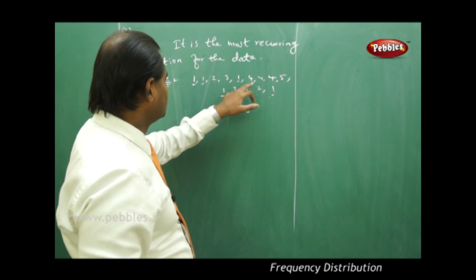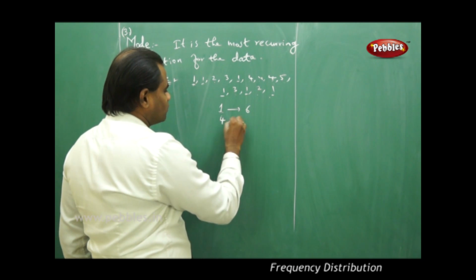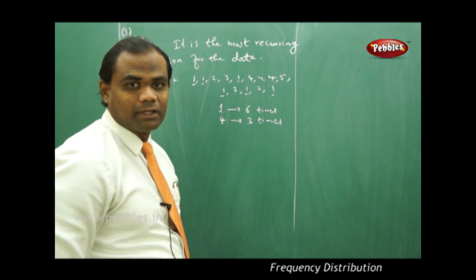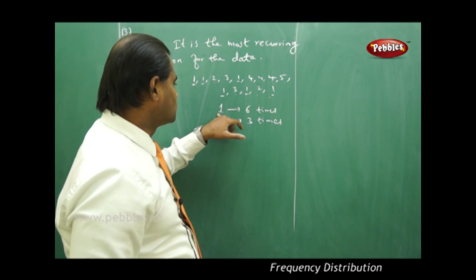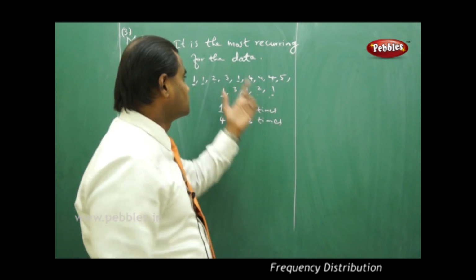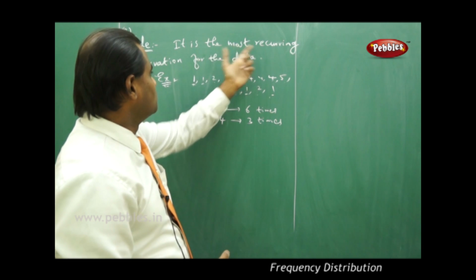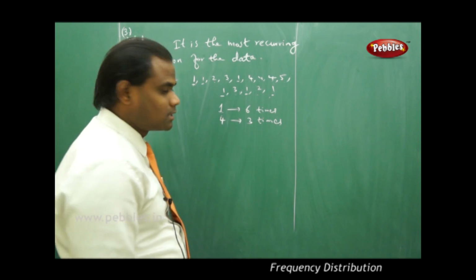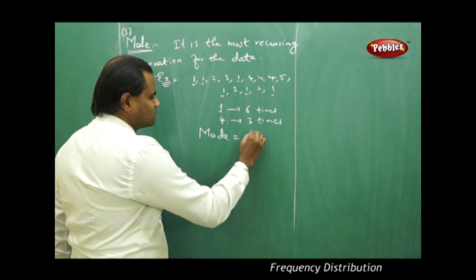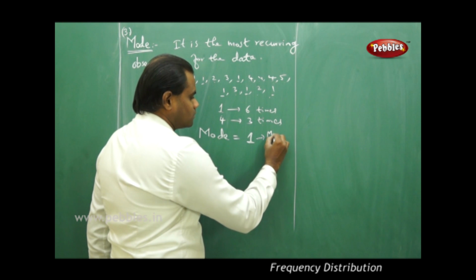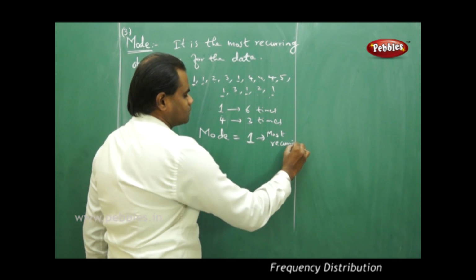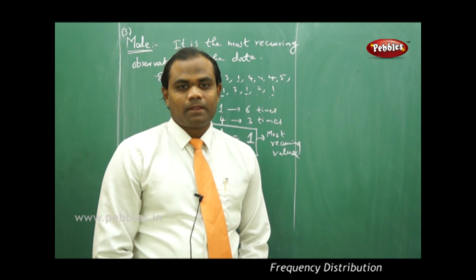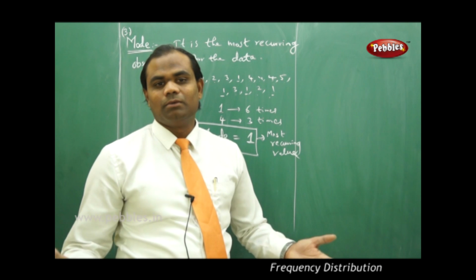Let's also see 4, because I identify 4 a couple of times. But as I see, 4 repeats 3 times. And 3 repeats 2 times. So obviously the most recurring element among all the observations here is 1, which is nothing but the mode, according to the definition. The definition says that mode is the most recurring observation for the given data. In this example, mode is nothing but 1, because this is the most recurring value of the observation. Therefore, mode is 1. For any observation, the most recurring value is the mode.